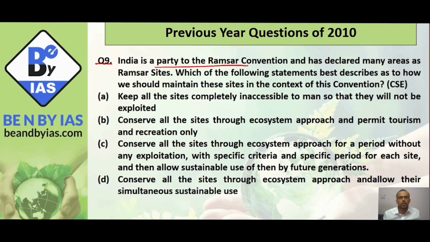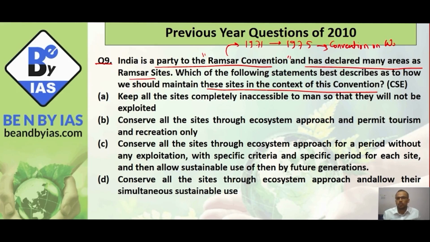India is a party to the Ramsar Convention and has declared many areas as Ramsar sites. Which of the following statements best describes how we should maintain these sites in the context of this convention? So you must be aware of this particular convention, the Ramsar Convention. It was signed in 1971 and came into force in 1975, and it is also known as the Convention on Wetlands.